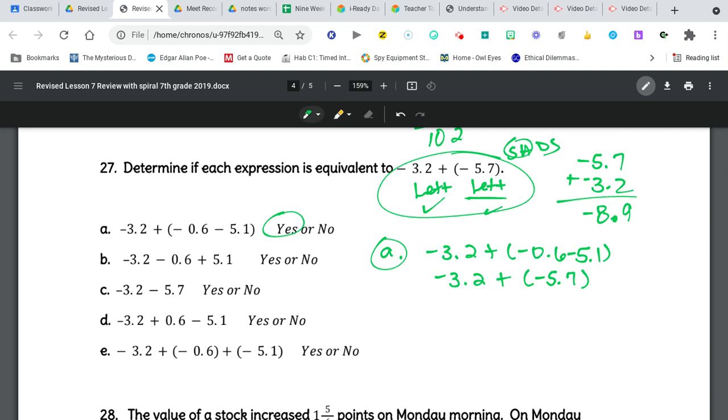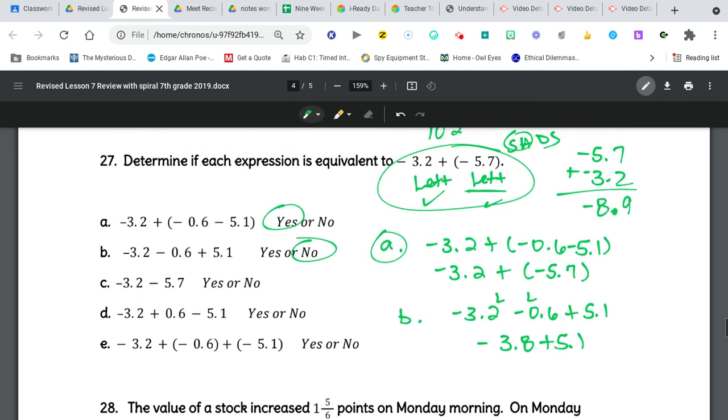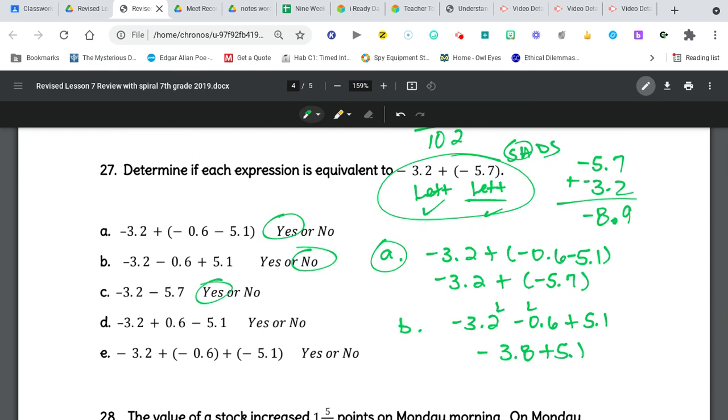Okay. Now let's take a look at B. All right, so on B, you have -3 and 2/10 minus 6/10 plus 5 and 1/10. Well, both of these go to the left. That would give me -3 and 8/10 plus 5 and 1/10. That's to the left 3 and 8/10 and to the right 5 and 1/10. It doesn't match my statement, so put a no there. Okay, let's take a look at C. C, you should automatically put yes because this is to the left 3 and 2/10, and that's also to the left 5 and 7/10. They match. To the left 3 and 2/10, to the left 5 and 7/10.